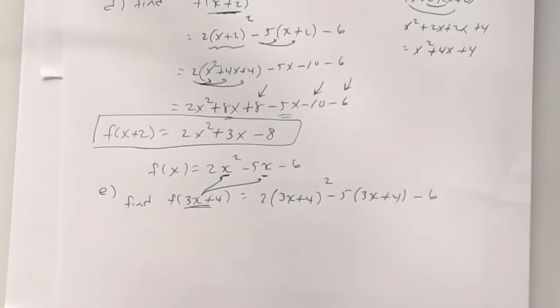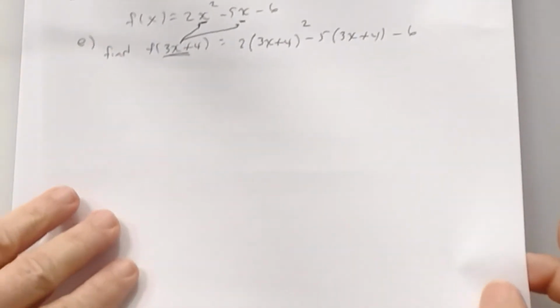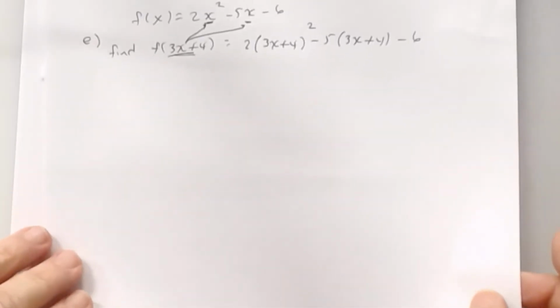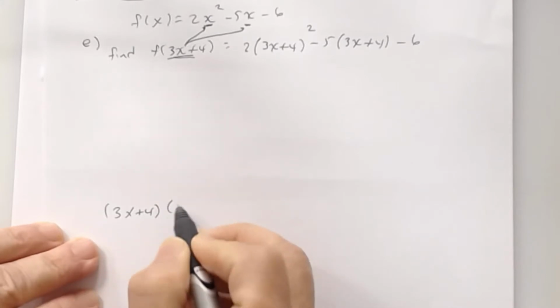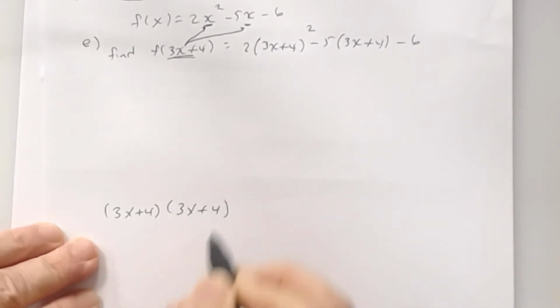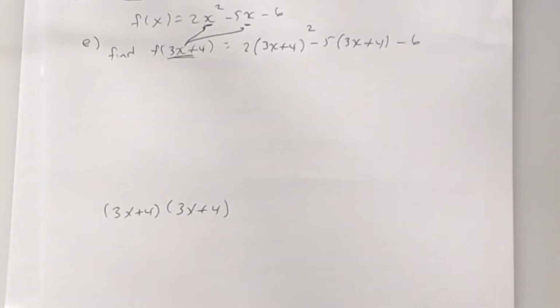Okay, now you got to simplify as much as you can. So look at what's being squared. What is being squared? 3x plus 4. So let's kind of deal with that. Let's go off to the side and deal with that 3x plus 4 squared. You got to remember that 3x plus 4 squared means 3x plus 4 times itself. So how do I multiply those two binomials?